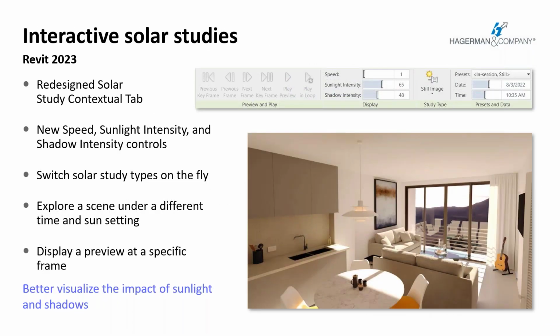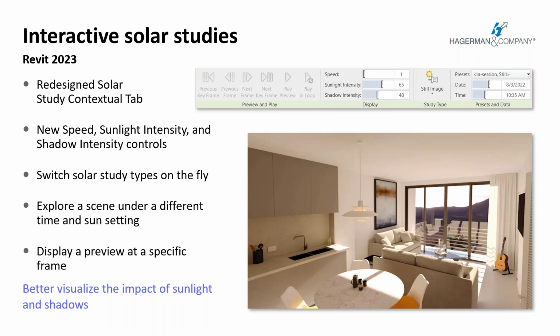Okay, so a Revit solar study helps you visualize the impact of natural light and shadows in your project. Revit 23 introduces a new set of contextual tools to help you preview and control solar studies. You can use the new animation controls on the preview and play panel to intuitively explore the performance of your project under a solar study.